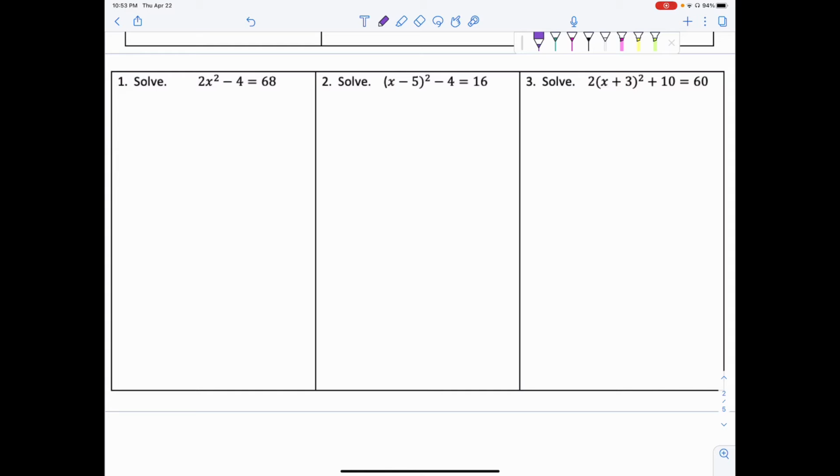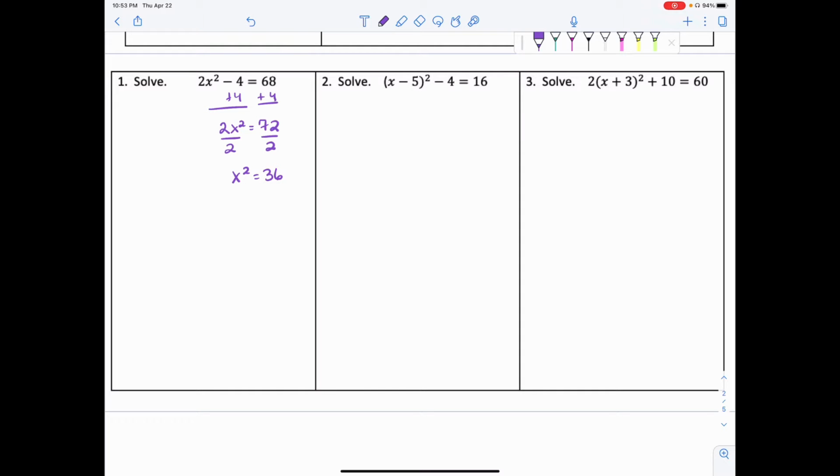The second concept we're going to look at for Algebra Extension 5 is solving equations with squares. But these are a little more complicated, a little different than the ones that we looked at in class. Remember, in class, we looked at problems like example 1, where our first step would be adding 4 to both sides. We would get 2x squared equals 72. Our next step would be dividing both sides by 2. We get x squared equals 36.